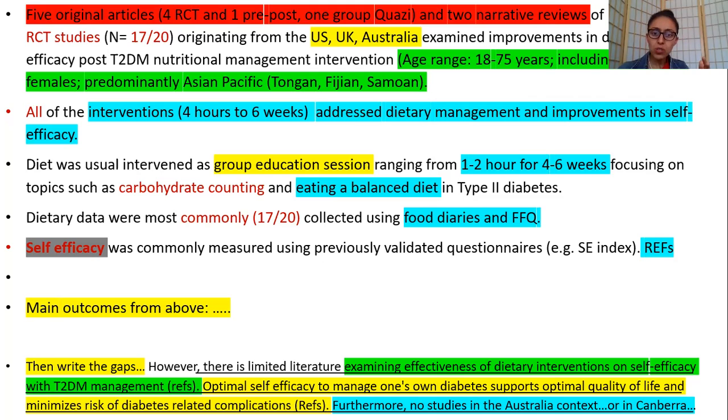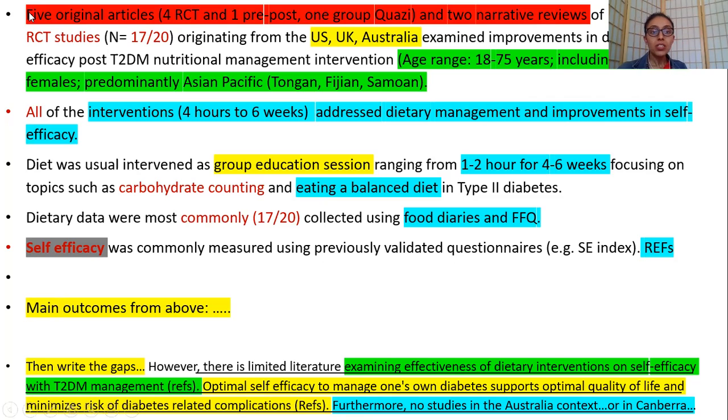A lot of students don't do this. They will just say, studies have shown that nutritional management in the Asia Pacific population improves self-efficacy in those individuals. That doesn't tell me anything. That is not scientific writing. That is maybe a high school essay, not even a university-based essay. So this is the kind of detailing you need.